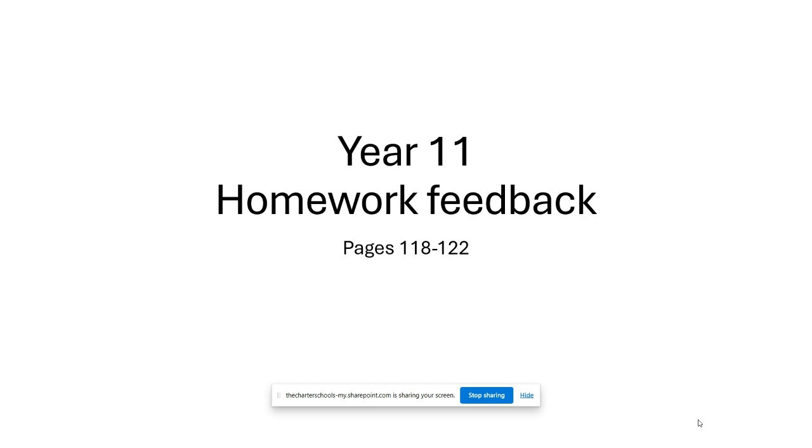Same rule as always, get your green pen, give yourself a mark if you got the answer correct, write down the correct answer in green if you got it wrong. And same as always, we're going to try and do it in less than 15 minutes, and we shall start now.